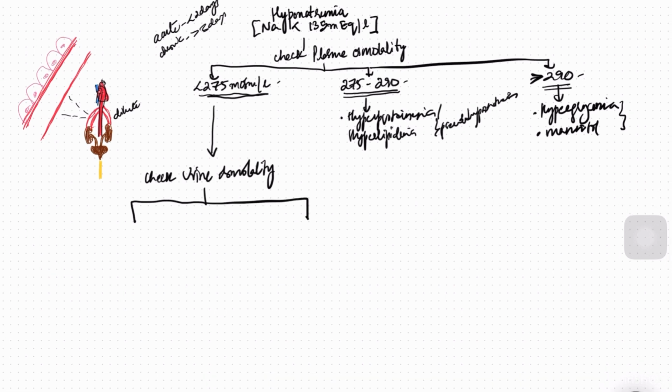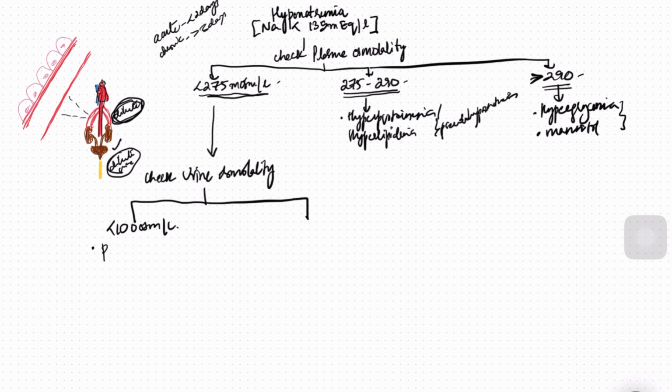Now, urine osmolality. If this is less than 100 osmoles per liter, if we have dilute blood and we have dilute urine, that means the kidneys are doing their job. So this dilution in the blood is coming from somewhere else. So when could that happen?